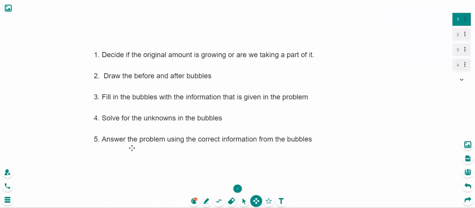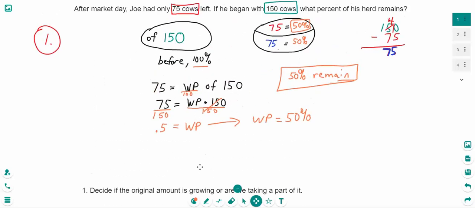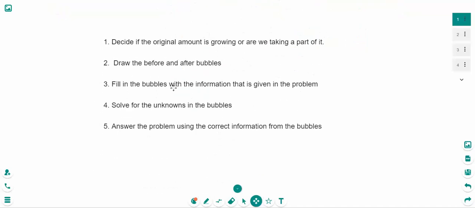All right. And then lastly, we answer the problem once the bubbles are filled. So once we have all the unknowns filled, we can go back, look at the problem, and decide which part of this diagram they are interested in. And then that is going to be our solution. All right? So very good. So if you need to, pause the video, get this written down in your notebook, and then we will continue to the next problem.